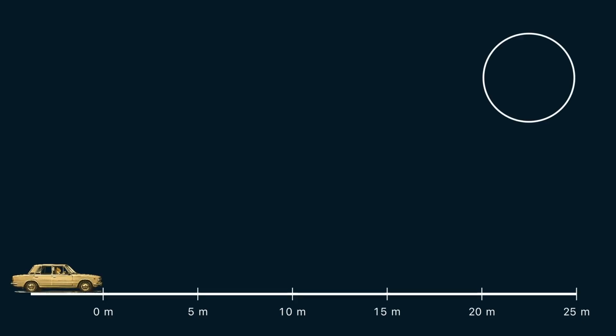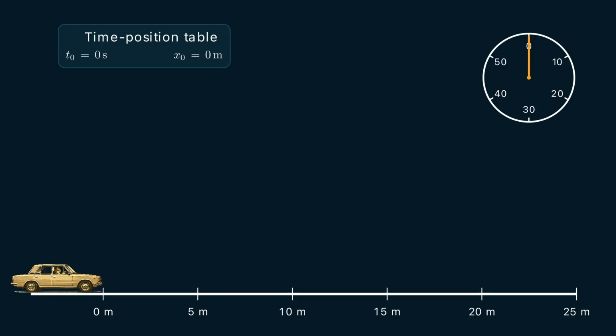We imagine a road and place a small marker every 5 meters. On this road we place a nice vintage car. Then we also need a stopwatch. The experiment works as follows. In a moment, we let the car start moving, and at each marker the car passes, we measure the time and enter the position and the time into the table in the upper left corner. At the beginning, at t equals 0 seconds, the car is at x equals 0 meters.